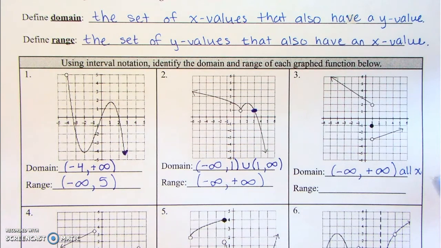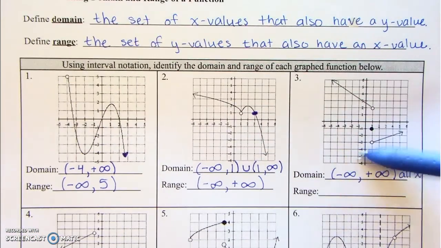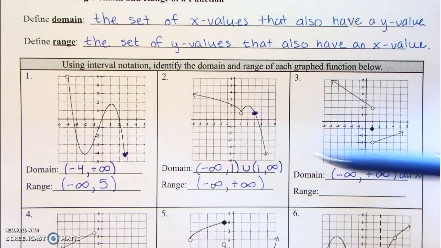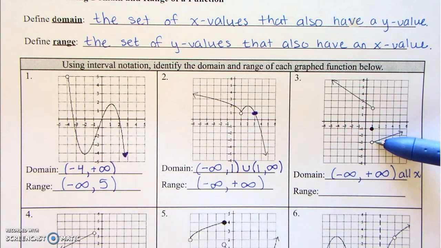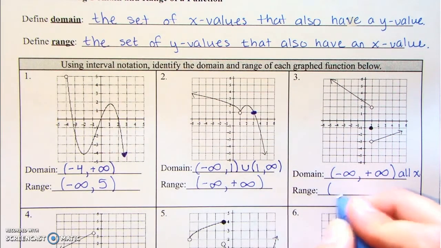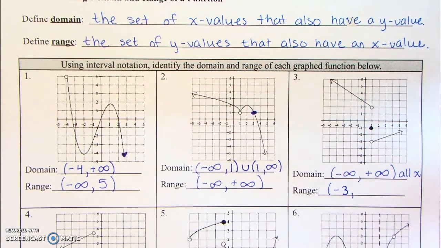Now what about the range? Go to the bottom of the graph, and is there anything down here? And is there an arrow down here? No. So where does this start? Kind of just go up, work your way up, and I see the y value, it begins at -3. Open or closed? Closed. Just kidding. Open. Just making sure you're paying attention.